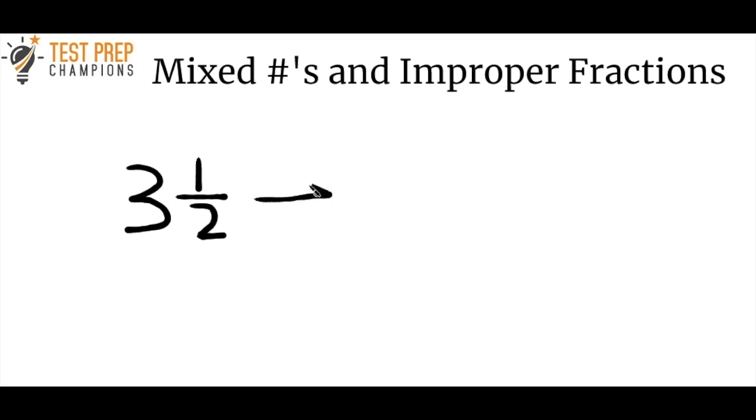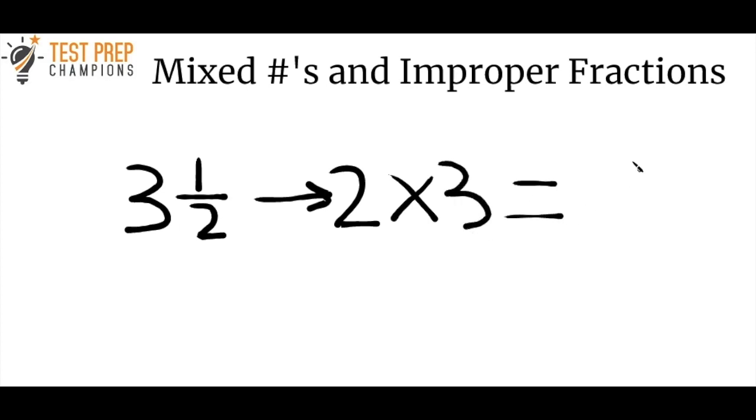So again, we take the denominator and multiply it by the whole number. Then we add the numerator. The denominator is 2, the whole number is 3. So we multiply the denominator by the whole number: 2 times 3 equals 6. Then the next step is to add the numerator. We take that 6 and add the numerator, and that gives us 7.